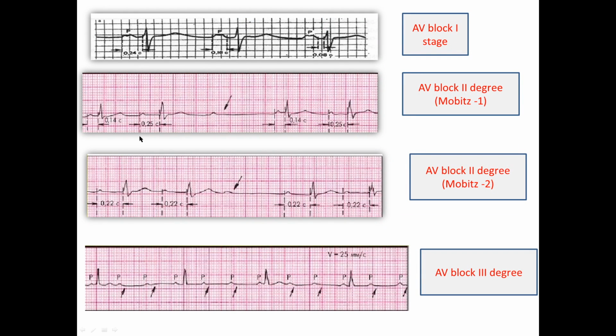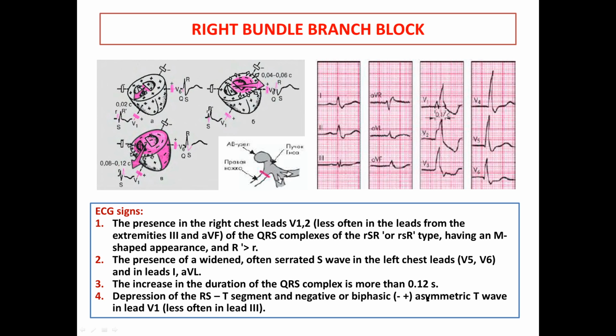And again you see AV block first stage we have only elongation of PQ interval. Second degree Mobitz 1 we have gradual elongation of PQ with a dropping of QRS complex. Second degree Mobitz 2 you see constant elongation of PQ but dropping each second or third QRS complex. And AV block third degree, this is complete dissociation of ventricles and atriums. Atriums have their own rhythm. Ventricles have own rhythm.